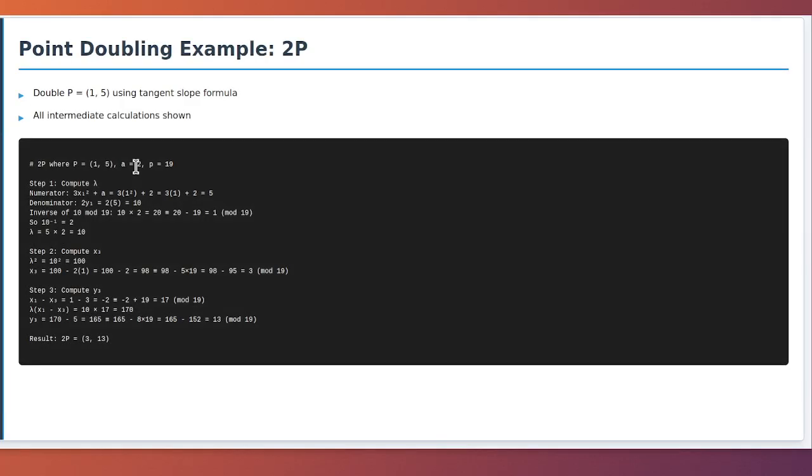Point doubling. Complete example. Let's double the point P, which is (1, 5), on our curve where a equals 2 and p equals 19.